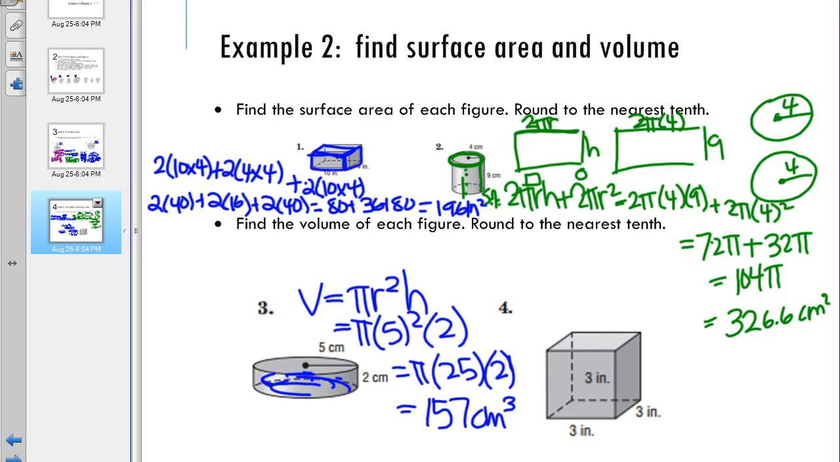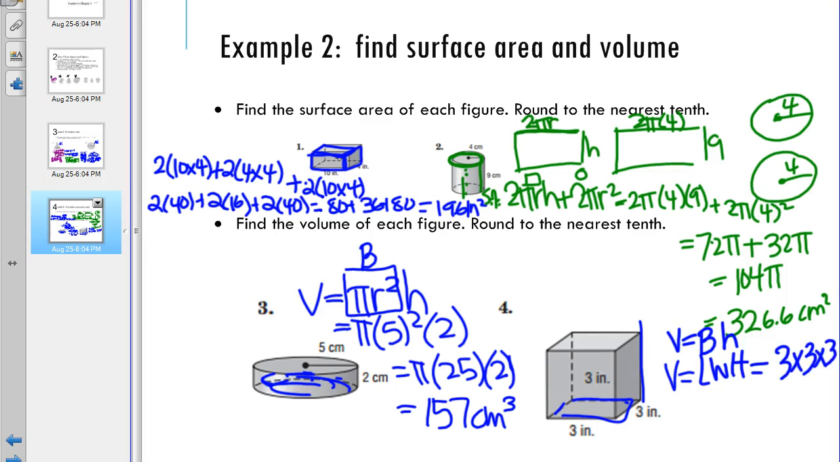All right, going over here to this little cube. Volume of a cube. By the way, volume of any prism, area of the base multiplied by the height. Remember, we're all about that base. All right, area of the base multiplied by the height. My base on this one is a circle, so we did pi r squared. My base on this one is a square, so I will do length times width and then multiply it by the height. So length, width, height. Remember, area of the base multiplied by the height, so check out your base. All right, 3 times 3 times 3 is 27 inches cubed.